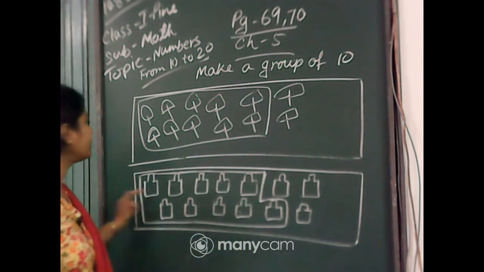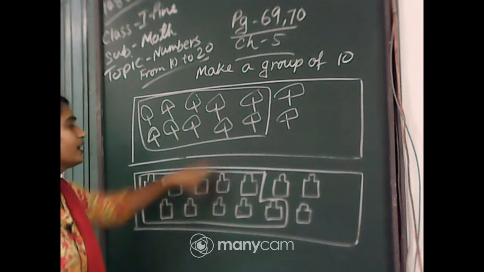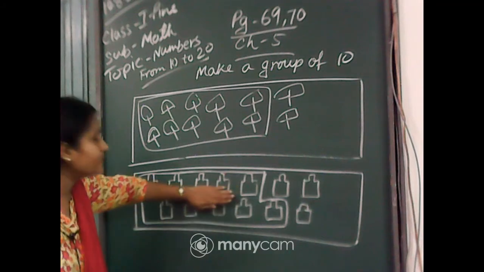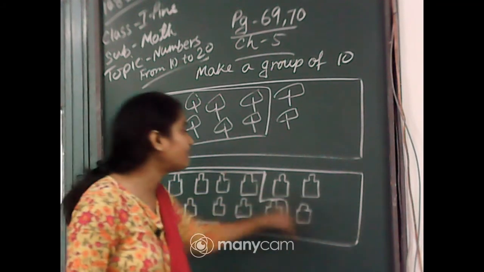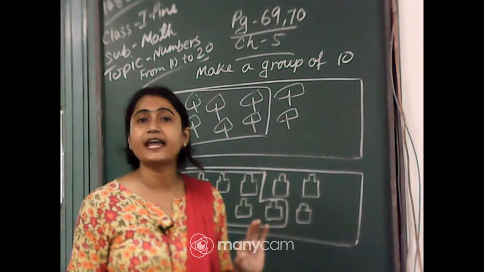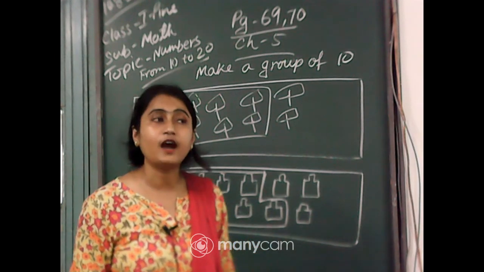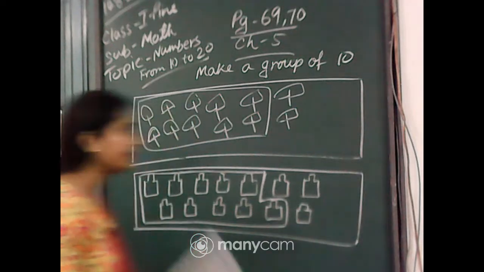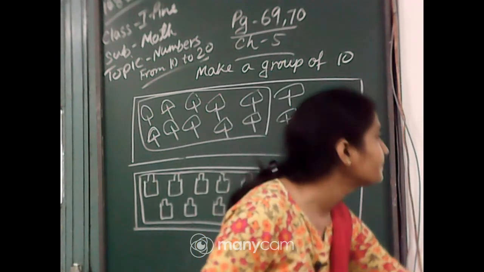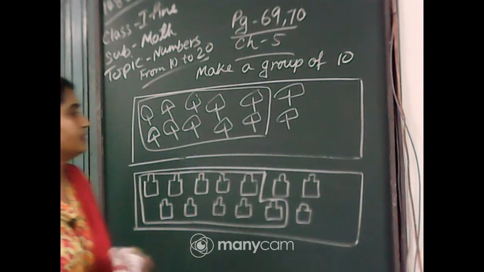You can count it easily. No need to count 1, 2, 3. Now this is a group of 10. So that means here 10, and how many are left? 1, 2, 3. 3 are left. Then what will be the number? 1 ten and 3 ones, 13. Clear? Okay. I hope you understood. Do you have any problem, beta? Okay, fine.